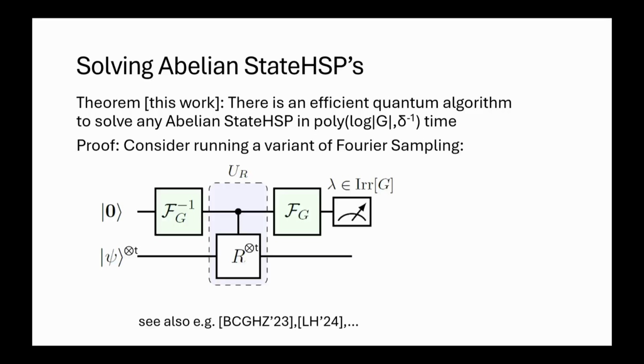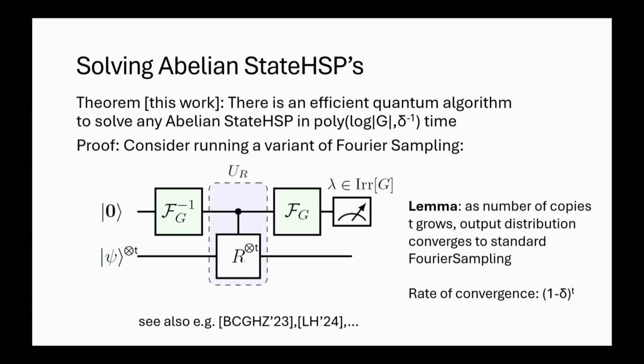And the proof is basically to consider running some variant of Fourier sampling on your input states. Say you create an equal superposition of a group label, perform a controlled group action, and then perform your Fourier transform over your group, and then measure. This is a well-known technique. Similar circuits also appear, say, in the Bravyi et al. papers and other results studying complexity of Kronecker coefficients and other representation theoretic quantities.